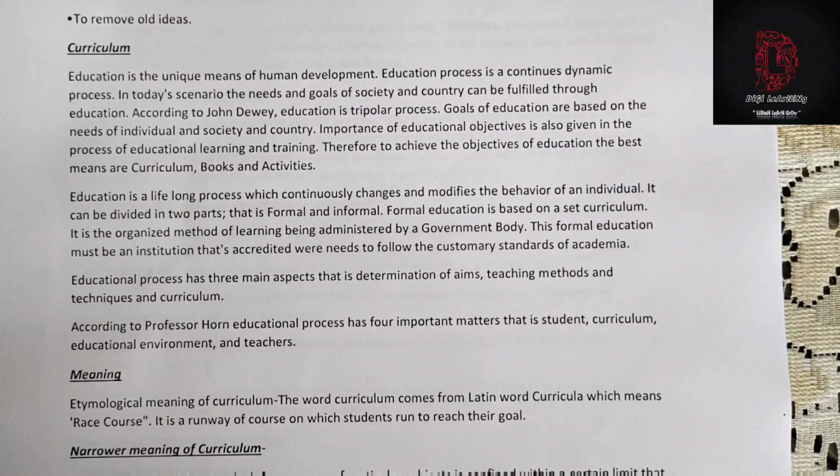Therefore, to achieve the objective of education, the best means are curriculum, books, and activities. Education is a lifelong process which continuously changes and modifies the behavior of an individual. It can be divided into two parts, that is, formal and informal.